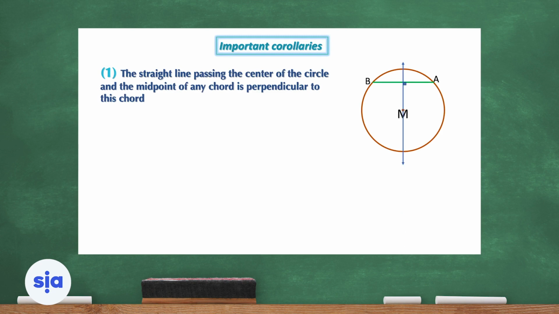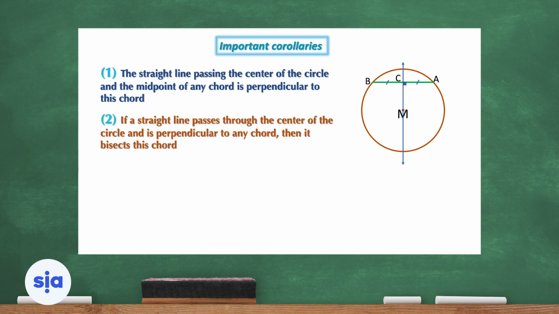Now, let's go to the corollaries. The first corollary says that if a straight line passes through the center of the circle and the midpoint of a chord, then it's automatically perpendicular to the chord. Let me explain it again. If we have a straight line that passes through the center and through the midpoint of a chord, then it is perpendicular to this chord.